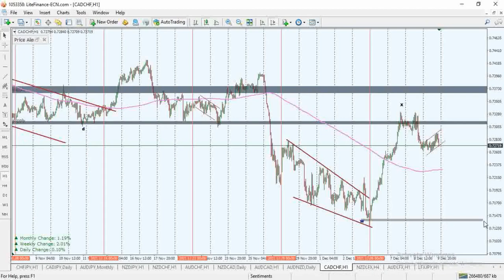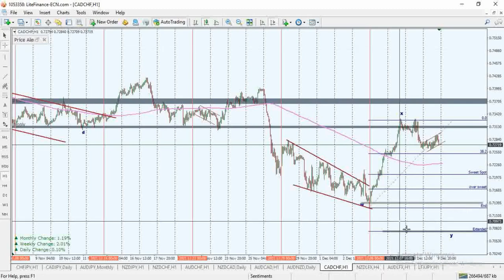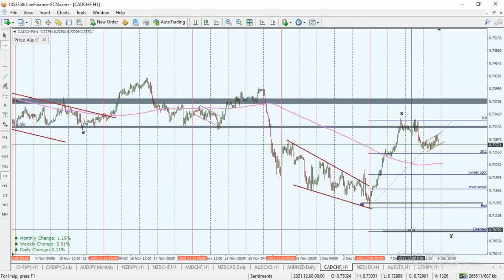All right, this is my TP1, and my TP2 is going to be the 127 Fibonacci extension of the X swing. I'm going to be taking my TP2 inside of this zone, around the 0.7078 territory. That's what I'm going to take in my TP2.